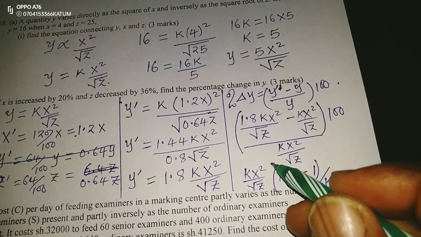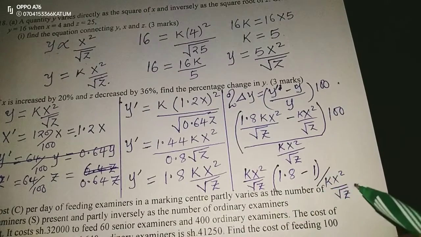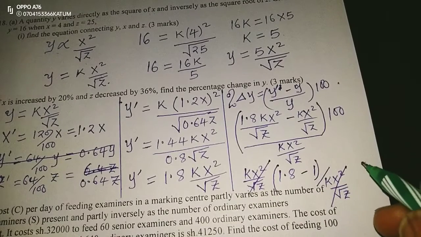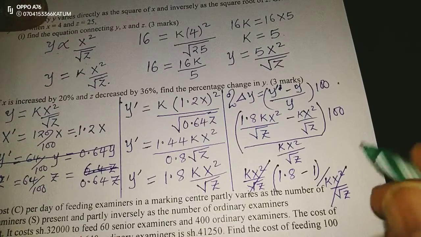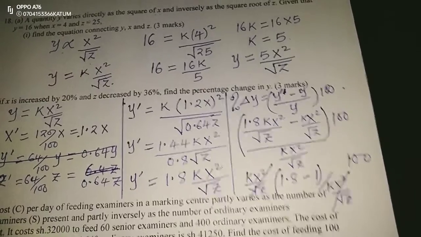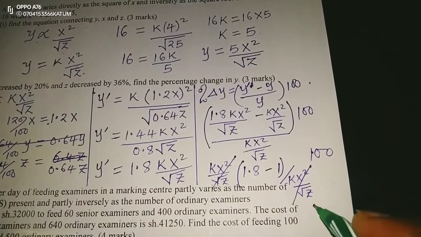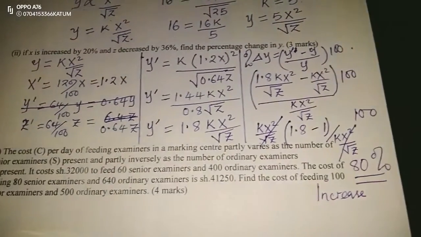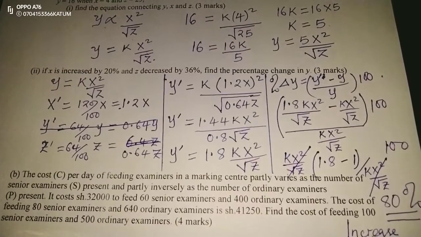That means kx squared out of the same, the square root of z cancels, the whole of this cancels, and we'll have 1.8 minus 1 multiplied by 100. So 1.8 minus 1 then multiplied by 100 becomes 80%. Now that this change is positive, we can say it's 80% increase. So we call it an increase because the change is positive.